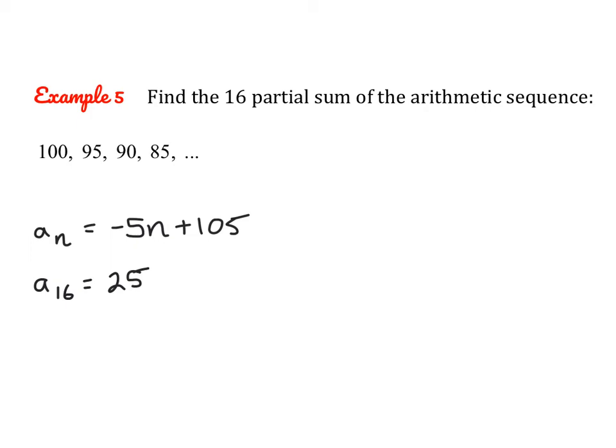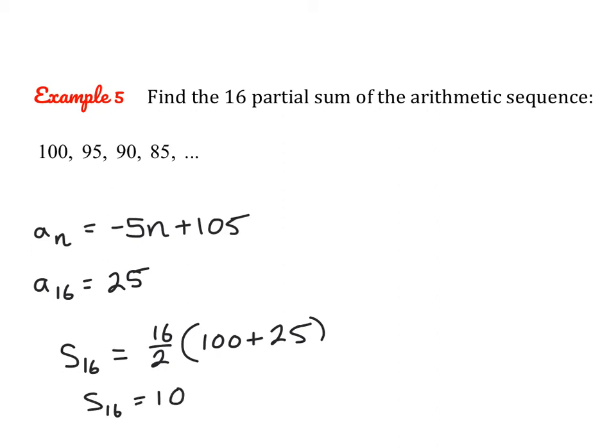So now we know everything that we need. So to find the sum of the first 16 terms, or the 16th partial sum, just a different way of saying it, we would say 16, which is our n value, over 2, times a sub 1, which is 100, plus a sub 16, which is 25. And then just simplify that, and you should get 1,000.